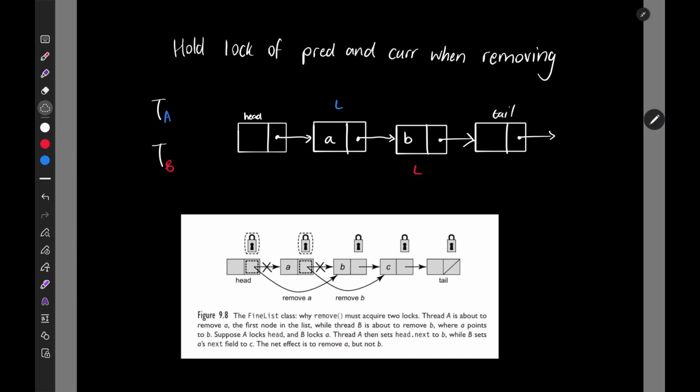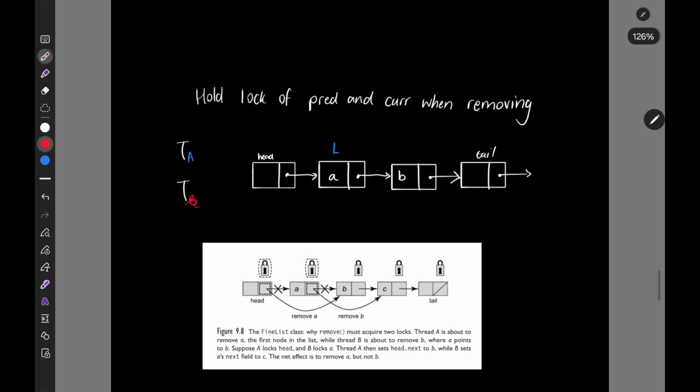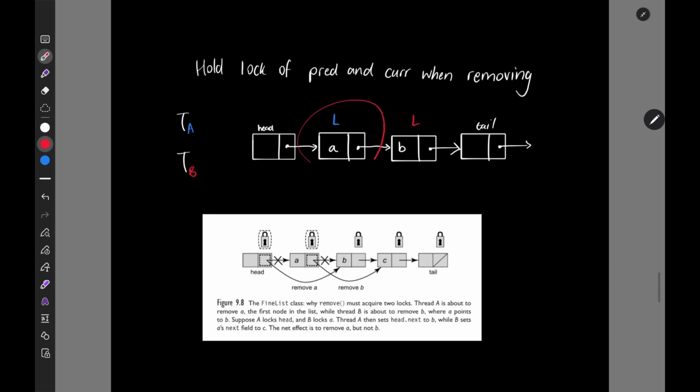So let's say that TA is trying to remove T big A, is what I'm going to call this, because this is capital A, this is a small a, is trying to remove node A. Now let's say it has the lock here. I'm just going to denote the lock by an L. So it has the lock over there, but T big B has the lock over here. And so if you try to remove A from the list, what will happen is that this thread over here will set the head's next field to here.